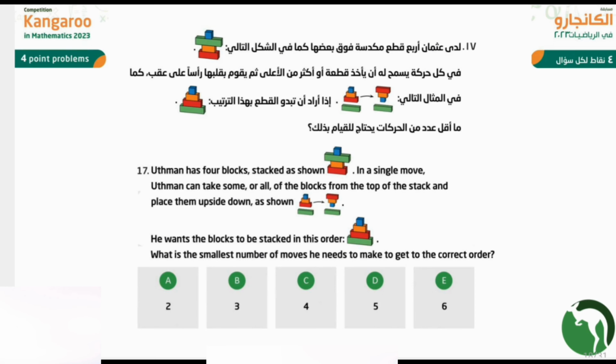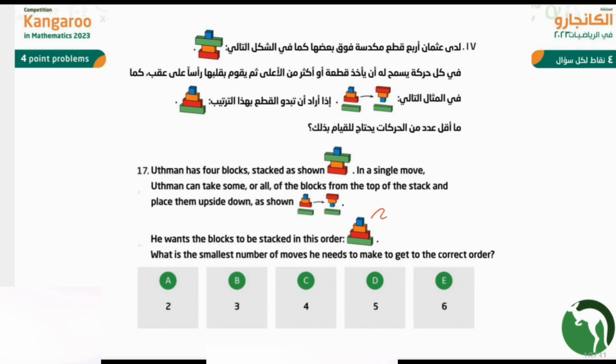In question number 17, Uthman has 4 blocks stacked as shown. In a single move, Uthman can take some or all of the blocks from the top of the stack and place them upside down as shown. He wants the blocks to be stacked in this order. What is the smallest number of moves he needs to make to get the correct order? So the correct order is this one.